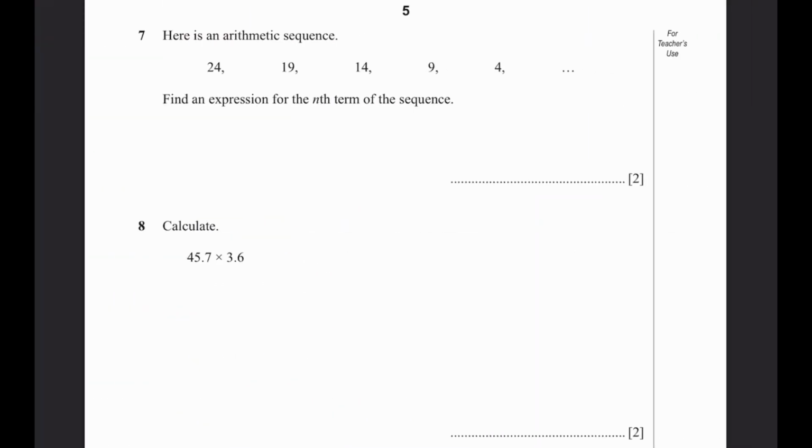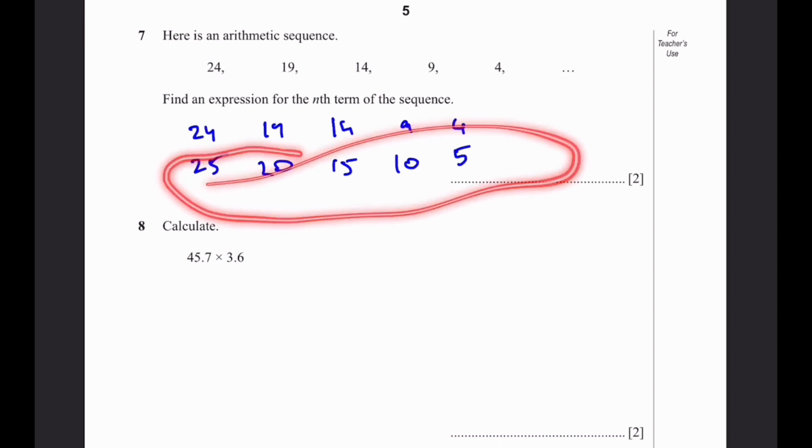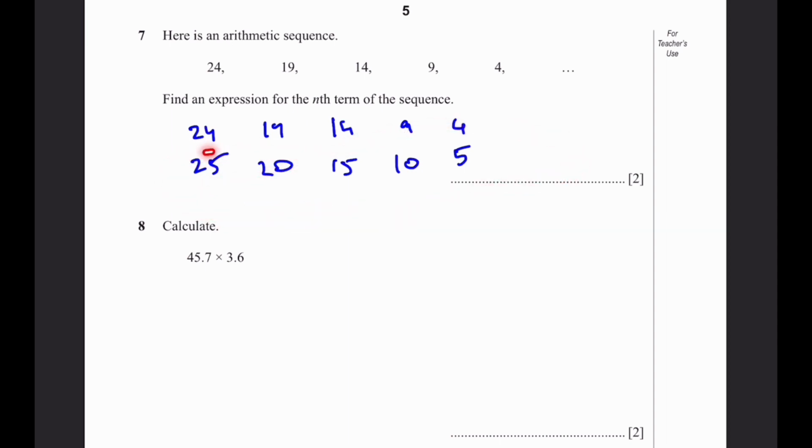Arithmetic sequence. Find an expression for the nth term of the sequence. We have 24, 19, 14, 9, and 4. So the 5 table, let's start from 25 because it's the closest to 24. And then it's decreasing. So minus 5, so we have to minus 5 from here as well. 20, 15, 10, 5. And this sequence, the bottom sequence, is the same thing except that everything's added by 1. And then we can see that the difference is 5.